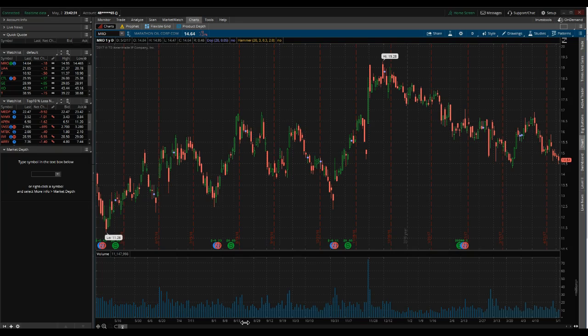Thinkorswim is a great tool for not only charting but access to content as it becomes available. It is probably the best tool that you can use in the markets. I absolutely love it. You should definitely check it out.